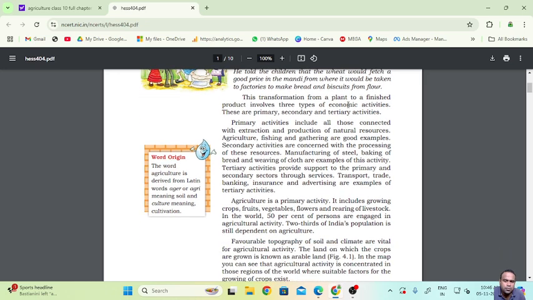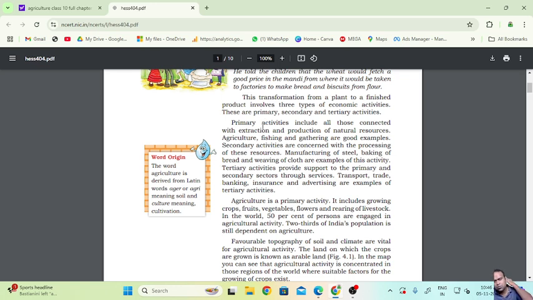This transformation from a plant to a finished product involves three types of economic activities. Whenever the seed is sown and the crops are ready, in this transformation, three economic activities are there. What are they? Primary, secondary, and tertiary. Now we will know what primary activities are.